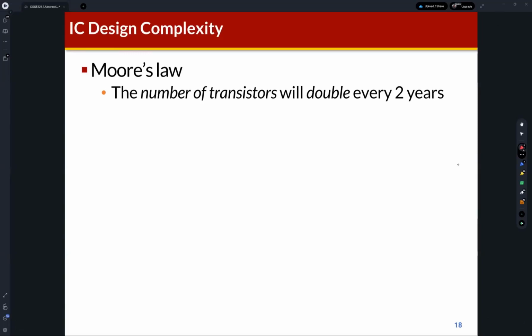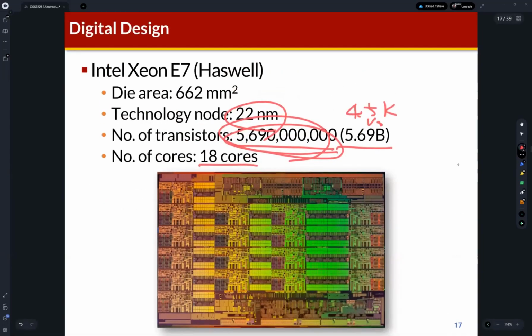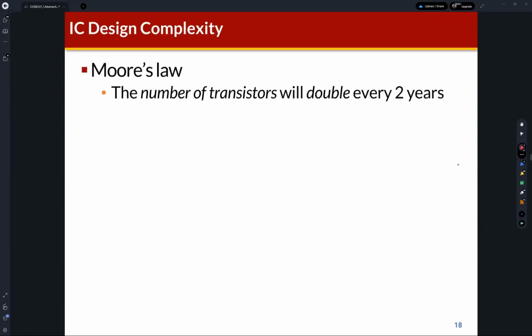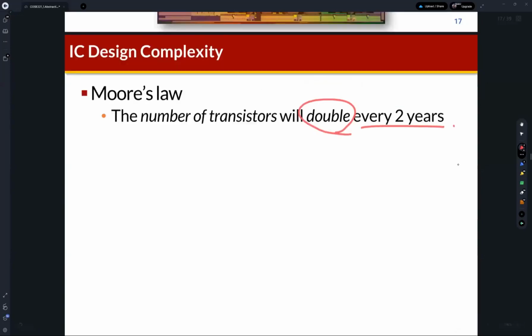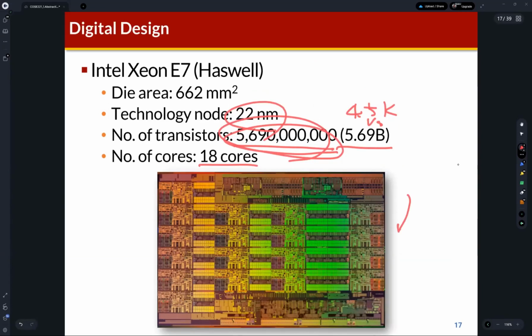Okay. So I will mention Moore's law. Moore's law is a very important and famous law in the semiconductor industry, actually in the CPU industry. Moore's law says the number of transistors will double every 2 years. So you can think of it as just the number of transistors doubling every 2 years. And the result of Moore's law is this CPU.